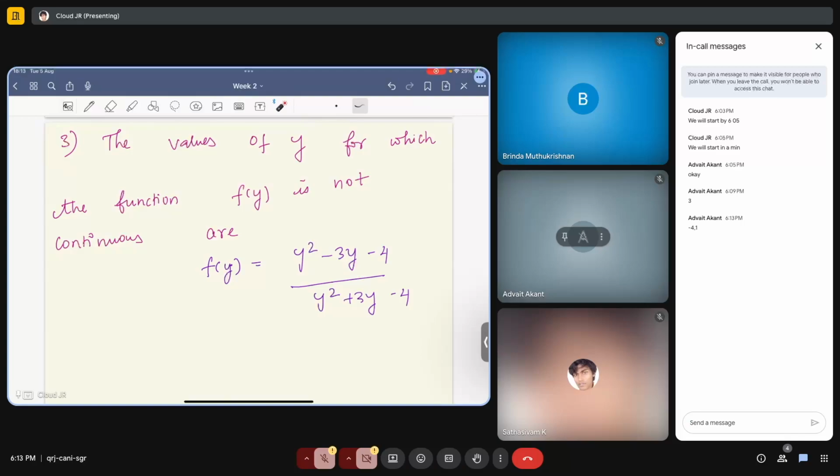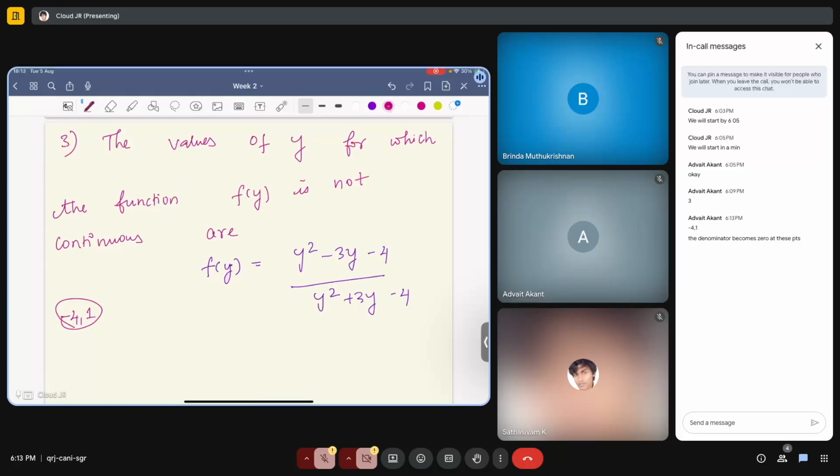So you're so quick. Okay, so you're claiming it's minus 4 and 1, right? Okay. So you want to explain why it is the answer? You can explain if you want. So the denominator became 0 at this point. Yeah. Okay, that's correct. So at this point, this function is not continuous, otherwise it's continuous.